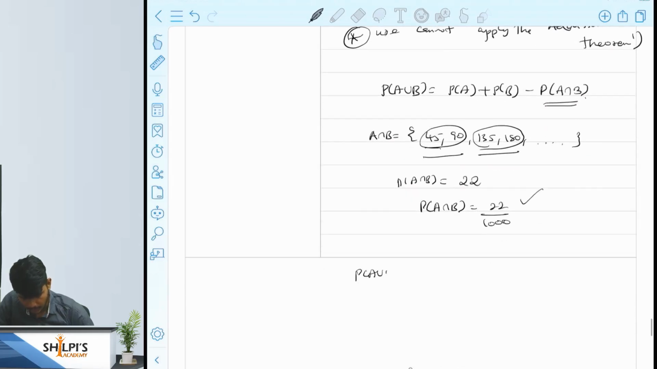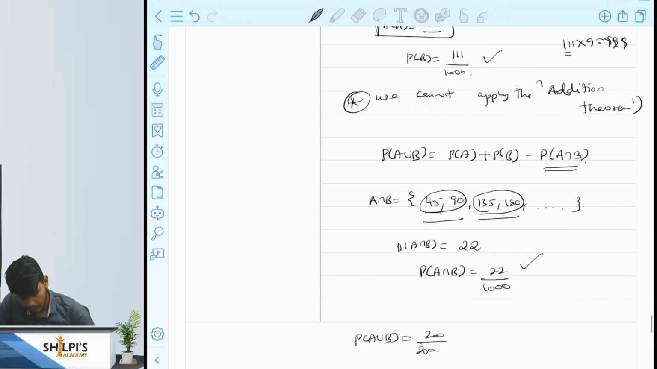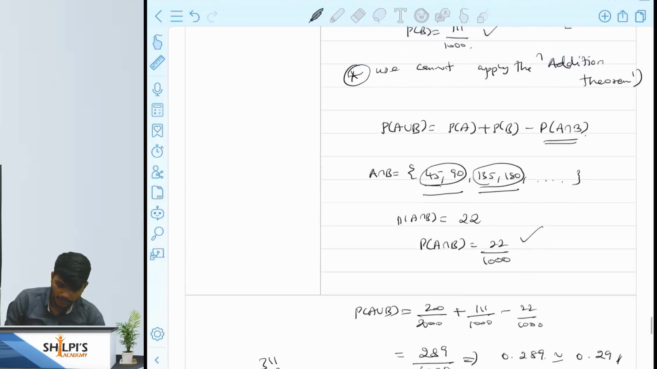So to find A union B, what we will have is 200 plus 1111 minus 22. So 311, and if we subtract 22, we get 289. 289 divided by 1000, so this will be 0.289. Approximately we can write it as 0.29 also. So this is how we will find the answer.